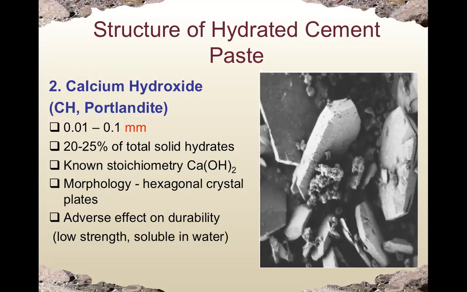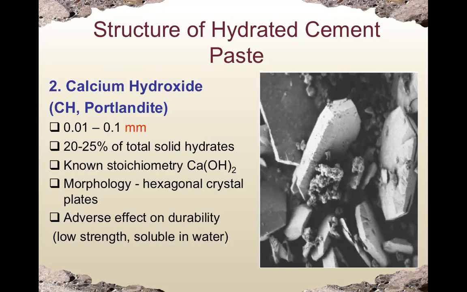It has a fixed stoichiometry, Ca(OH)2. The morphology is hexagonal crystal plates, so it has 6 sides on the calcium hydroxide plate. Again, well-defined crystals. Compared to CSH, calcium hydroxide has lower strength, and it is also soluble in water. So it will reduce the strength and durability of concrete.